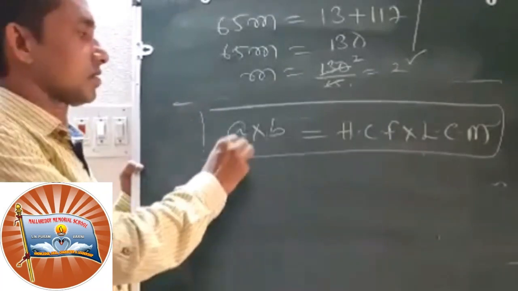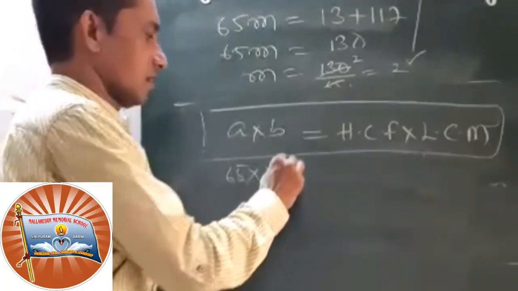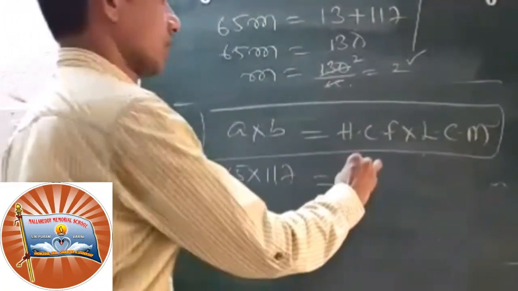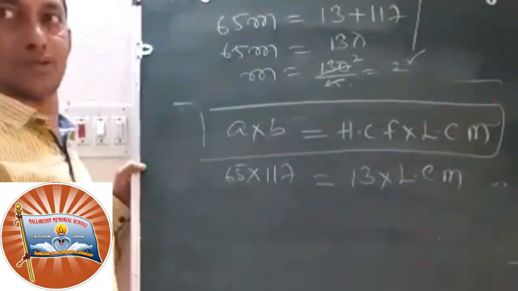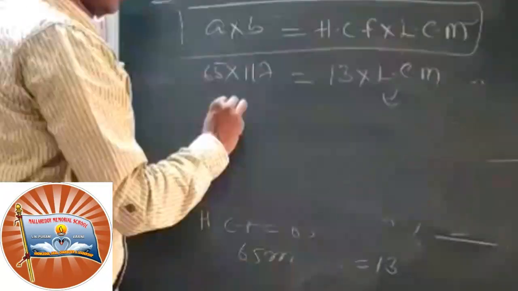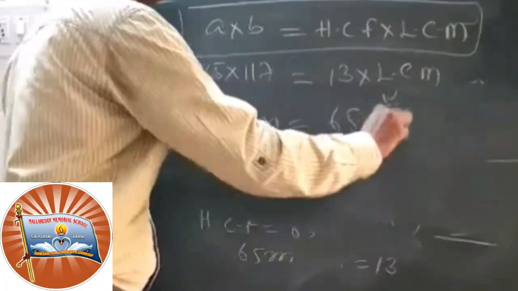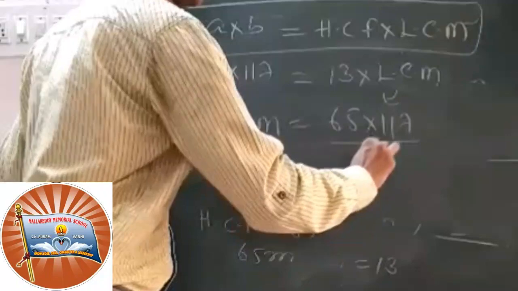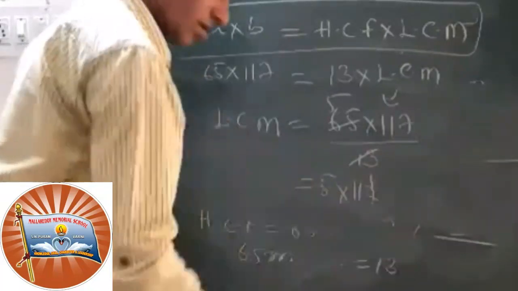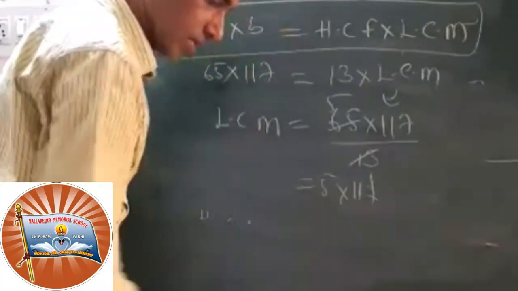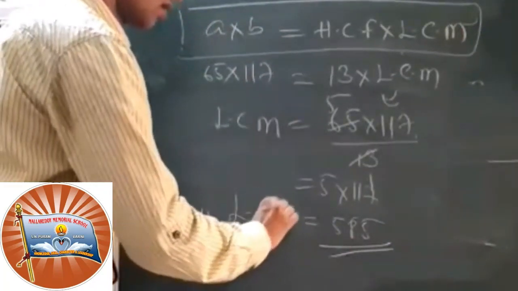Now, what are the two numbers? 65 and 117. What is the HCF? 13. You don't know the LCM. Just substitute the values, whatever values you have. Then I need LCM. LCM is equal to 65 into 117 by 13. 13 fives are 65. So now 5 into 117. So you do multiplication, then you will be getting what? 585.